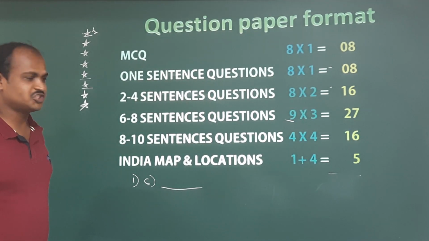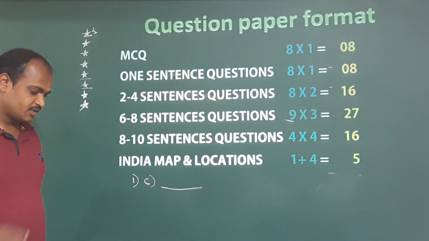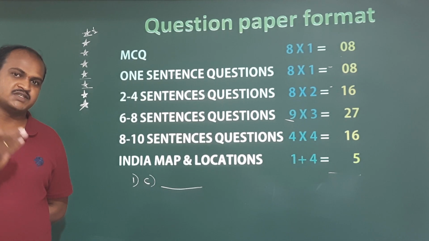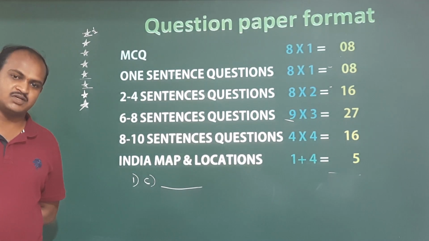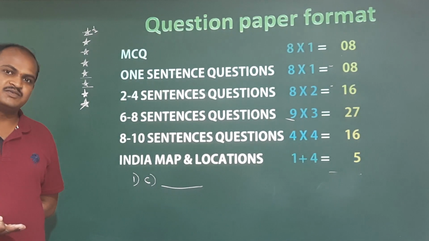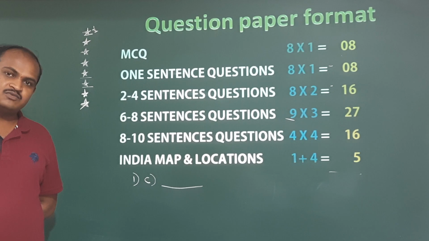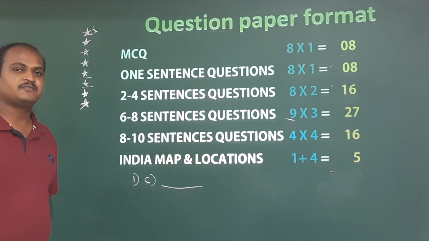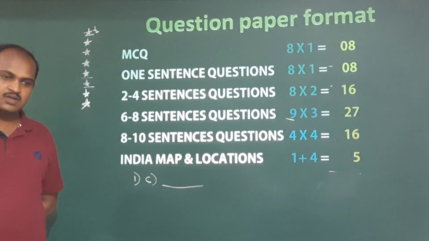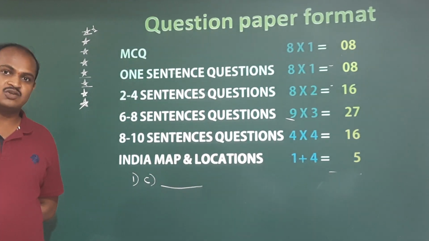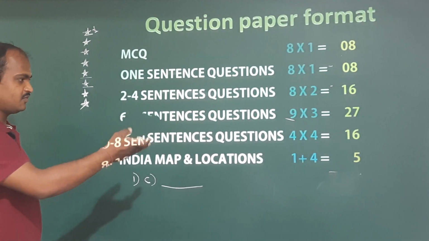And the locations. For this, you have to collect all module question papers and previous years' question papers and get help from your teacher. Then you will be able to make a list of a minimum of 50 to 70 locations which were asked frequently and are very important. Then every day, practice drawing the map and marking the locations on it. Then you will get 4 marks.